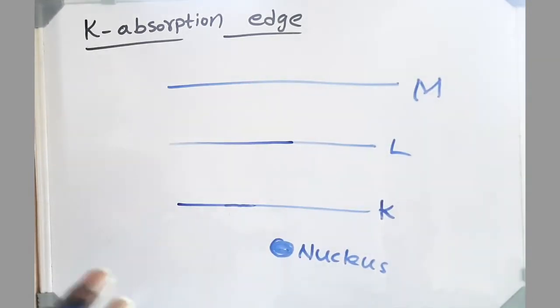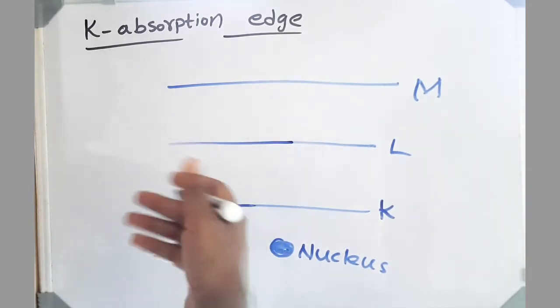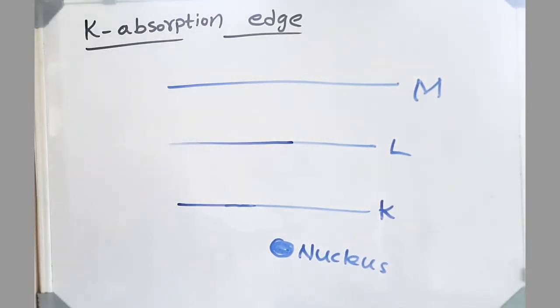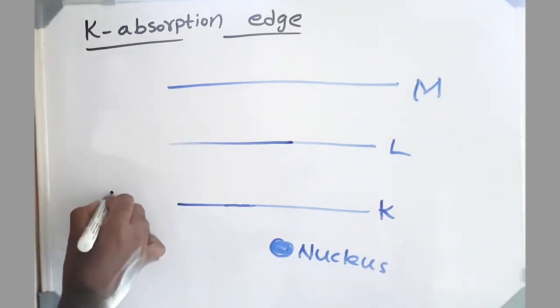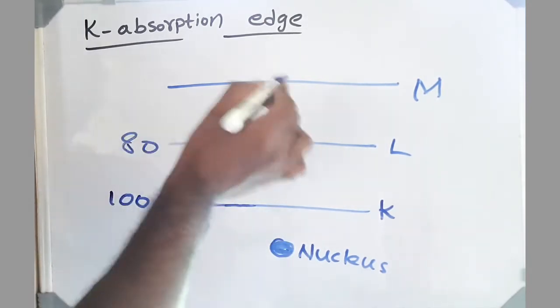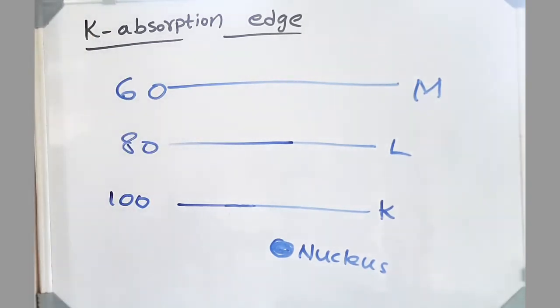Friends, we know there are different shells inside an atom. This is the nucleus, K shell, L shell and M shell. The K shell is the closest to the nucleus, then the L shell and then the M shell. So the binding energy of the K shell is maximum out of these three. For better understanding, let's give some numbers. The binding energy of the K shell, let's say, is 100. L is a little away from the nucleus, so let's consider it as 80. And for the M shell, it is 60. This is the binding energy of an electron inside an atom.